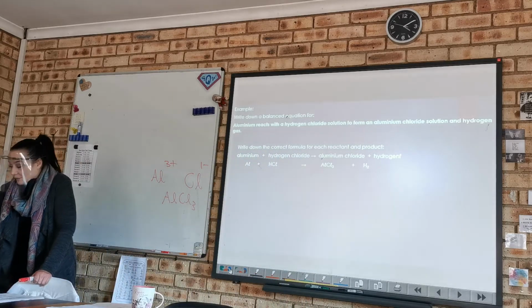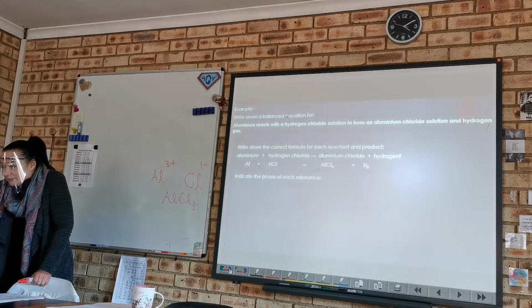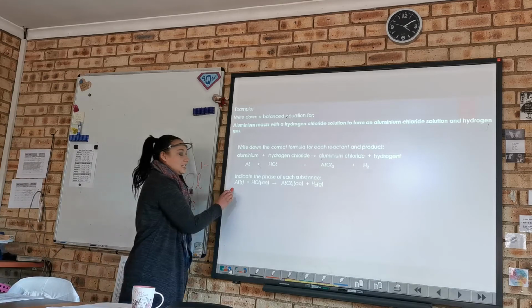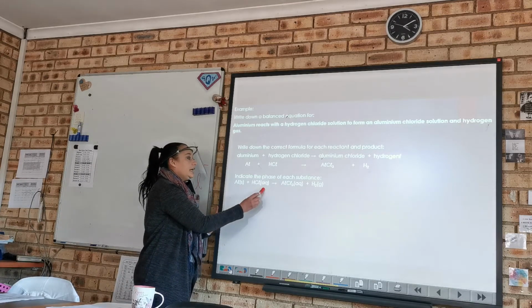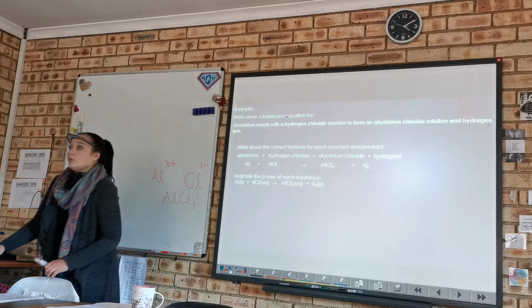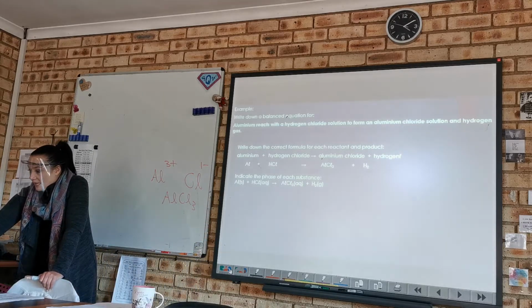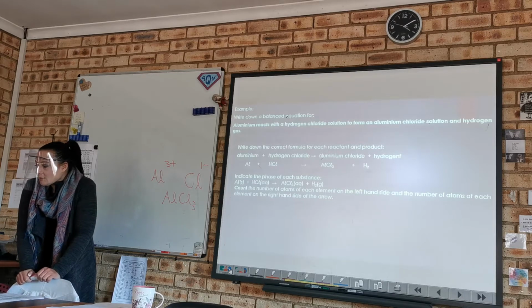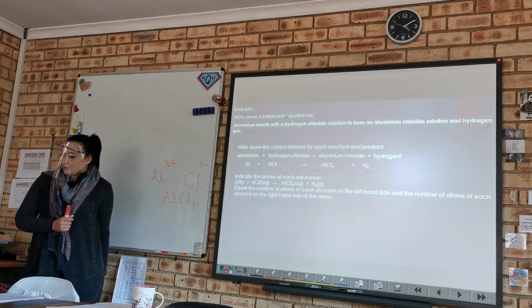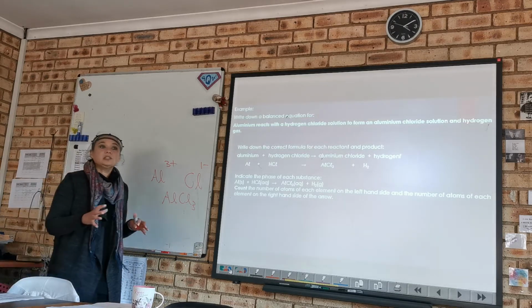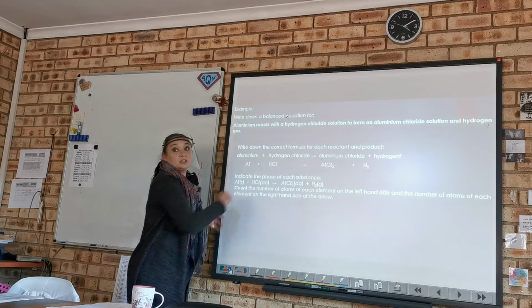Are we all there? So now, as an example, I'm going to indicate each phase for the substance, and now I have the phases written down. Aluminium, S for solid, AQ for solution, AQ for solution, and G for gas. Are we all right with that? Yes? Now, we're going to count the number of atoms of each element on the left-hand side and the number of atoms for each element on the right-hand side of the arrow. So we're going to be looking at the numbers on the left versus the numbers on the right.